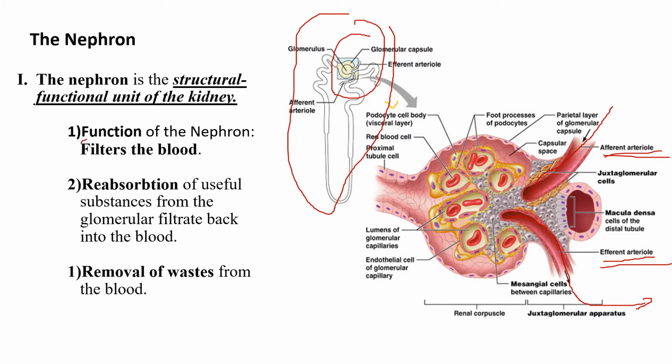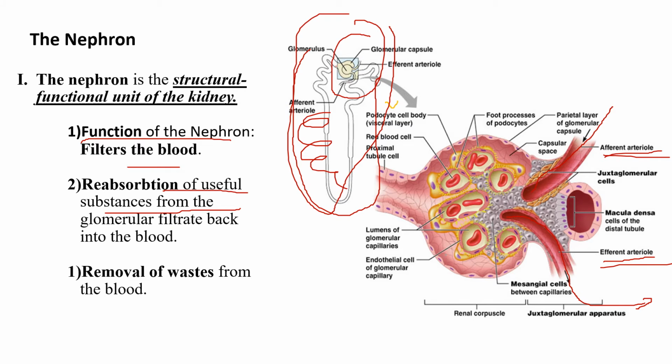So the function of the nephron is to filter the blood. Then you have reabsorption. The reabsorption is occurring all along this pathway here because it's surrounded by capillaries all around it. So some stuff is getting reabsorbed back because you want to make sure the useful substances stay in your bloodstream. You don't want them to go into your urine, right?